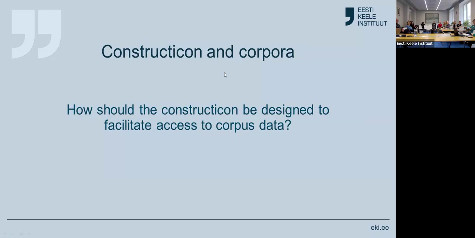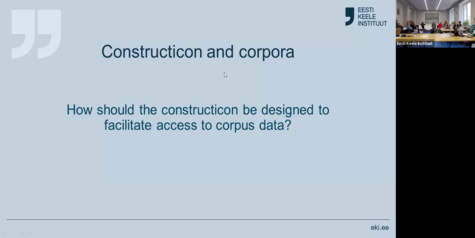Okay, so we still need to discuss it, but maybe a last question. Since we are now talking about corpora and the constructicon, you said that we envisage that our constructicon and corpora will be closely connected through corpus query systems. But you said that you don't have it, so what should we take into consideration? Maybe you have some ideas or suggestions, so that it would be possible to design this database so that we would have this access to corpus data for each construction.